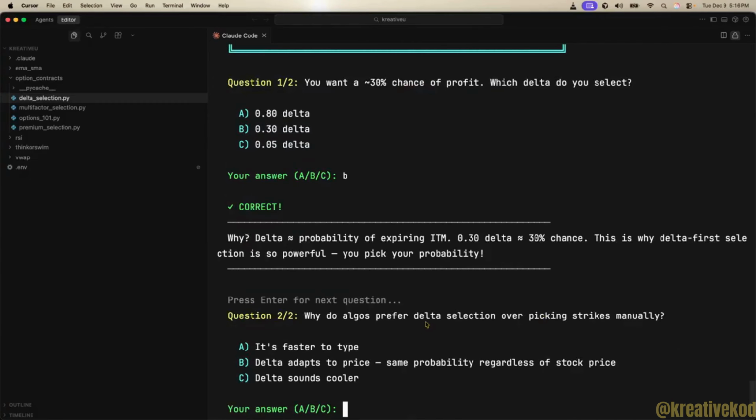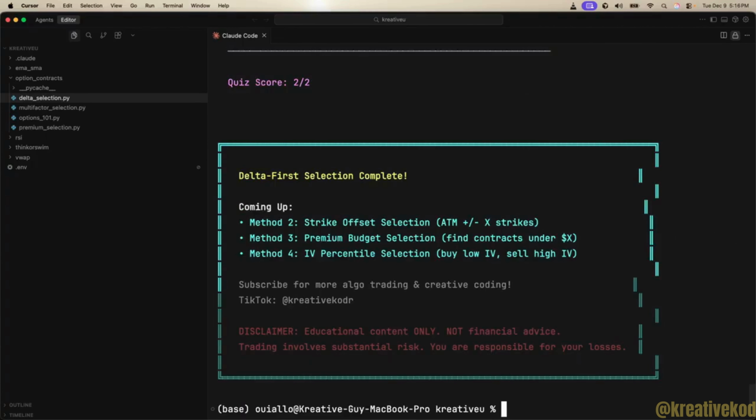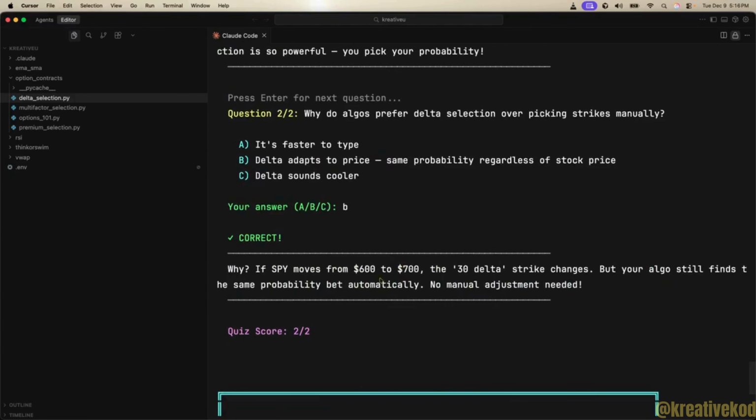So why do algos prefer delta selection over picking strikes manually? It's faster to type. That's funny. It adapts to the price, same probability regardless of the strike price. Delta sounds cooler. That is funny. So we're going to go ahead with B. Why? When SPY moves from 600 to 700, the 30 delta strike changes, but your algo still finds the same probability bets automatically. No manual adjustments needed.